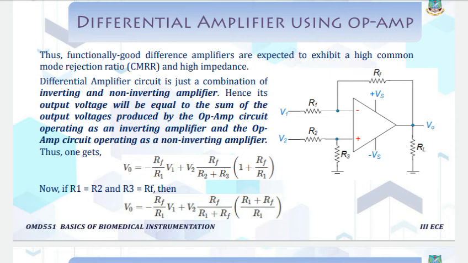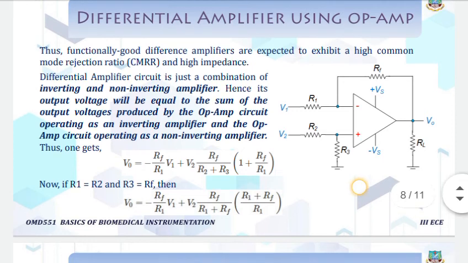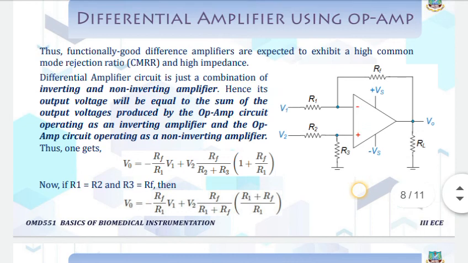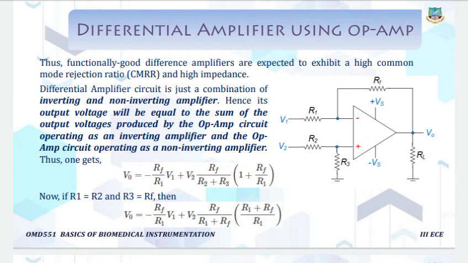Okay, so the output is the sum of the outputs from the non-inverting terminal as well as the inverting terminal. So the total output voltage is equal to the sum of the outputs from both the inverting and the non-inverting amplifier. So the output V0 is equal to RF by R1 into V1 plus V2 into RF by R2 plus R3 into 1 plus RF by R1. What is RF? That is the feedback resistance which we are using.